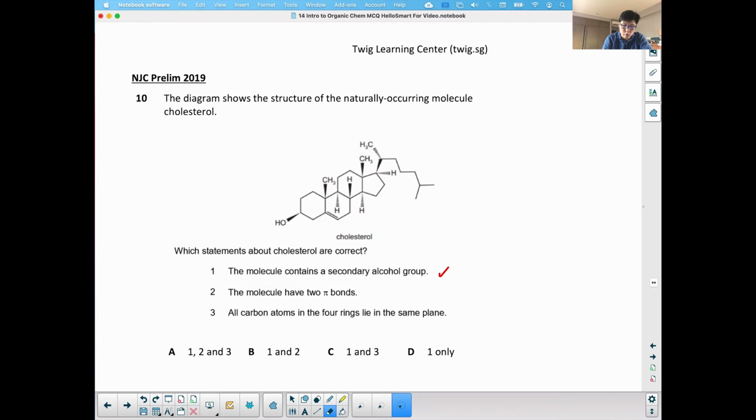Okay, the molecule has 2 pi bonds. So where are the pi bonds? There's a pi bond over here. Oh, there's actually only 1 pi bond. Okay, so this is definitely wrong. Let's look at the last one.